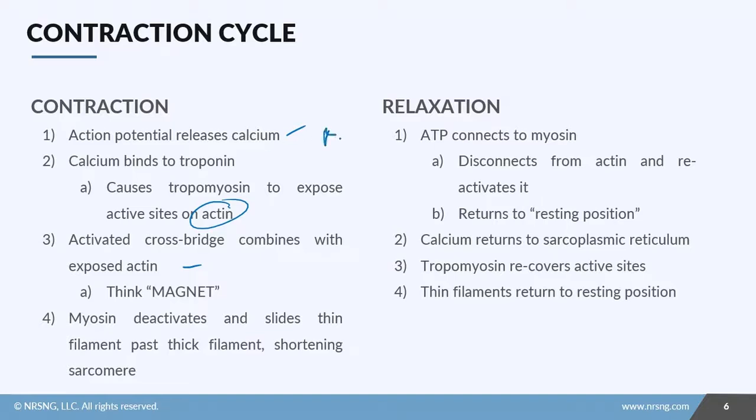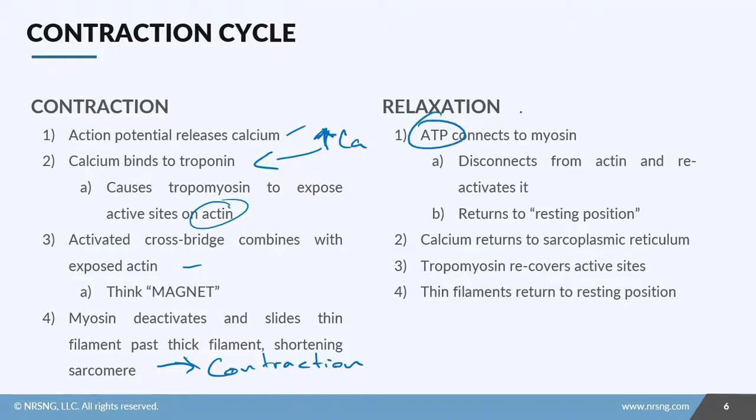You've got an influx in calcium, and it binds to the troponin. It causes the tropomyosin to expose those sites. Then you have the myosin cross bridge activation. And then when the myosin deactivates, it slides it over and shortens the sarcomere, and that means you have a contraction. So then what happens? Well, ATP comes back and attaches back to that myosin cross bridge.